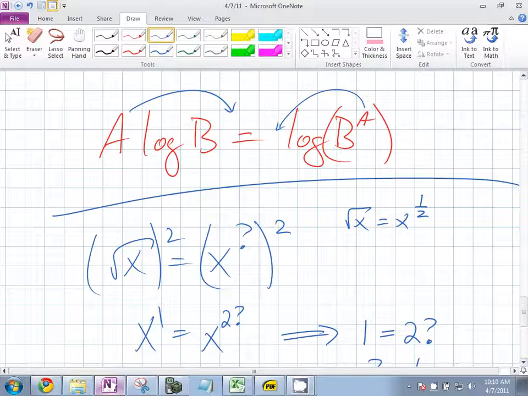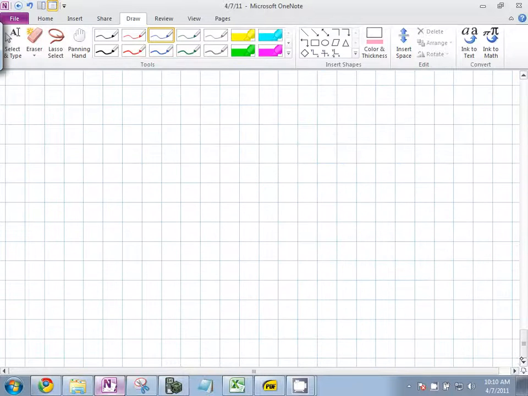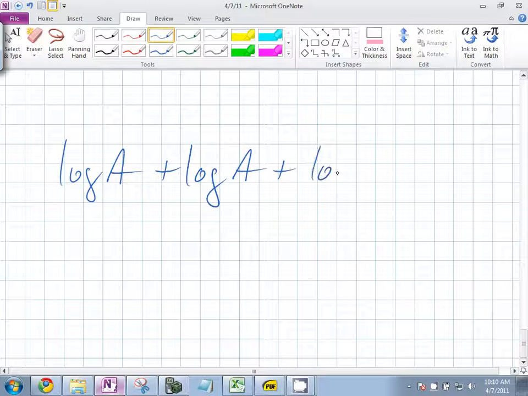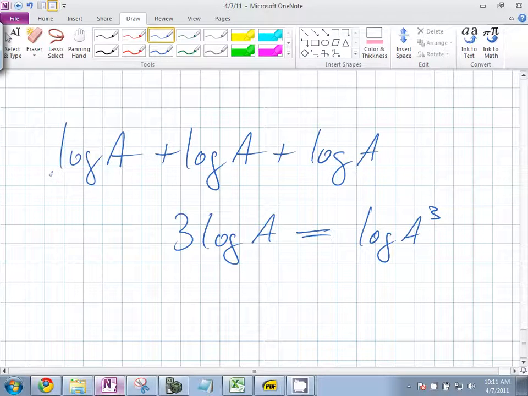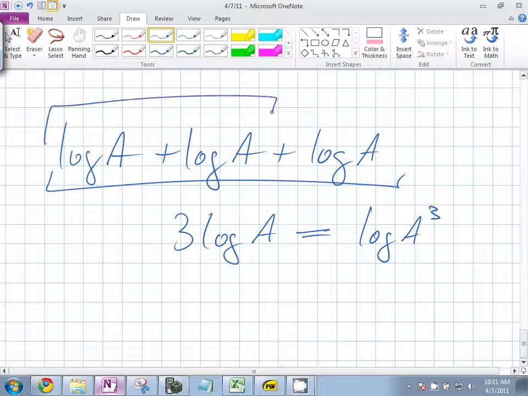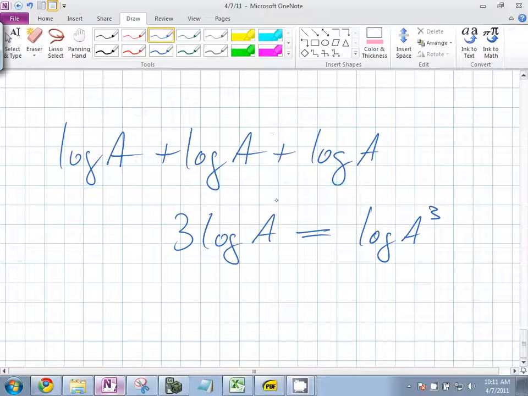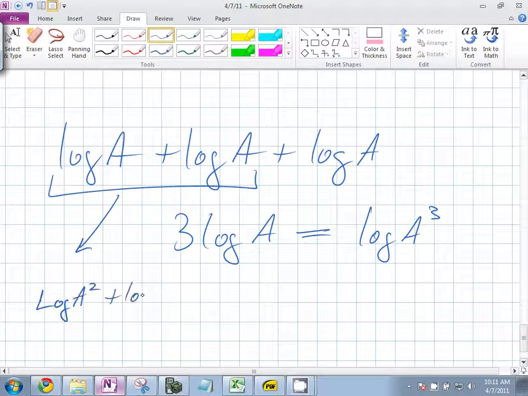For example, let's say you had log a plus log a plus log a. How many log a's do you have? So you have 3 log a, correct? What I'm telling you is that's equal to log of a to the 3rd. Another way to think about that is this. When you have 2 logs and you add them together, what do you do with what's inside? You multiply. So what's log a plus log a? Log a squared, and then you have plus log a. What do you do now? Log a cubed. You see? They all interrelate to each other.